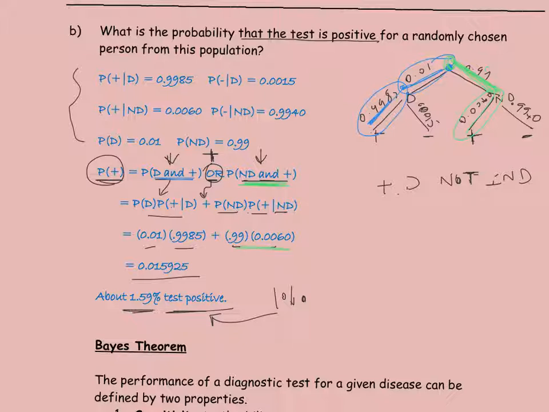Sometimes using the tree diagram is much easier than breaking down the formulas. From this point on, you can just use the tree diagram and come up with the final probability by using your calculator and adding the two individual probabilities, and we get the same answer, which is 1.59%.